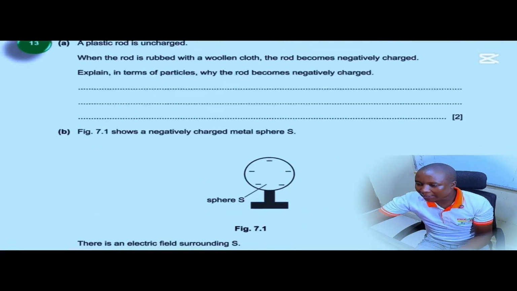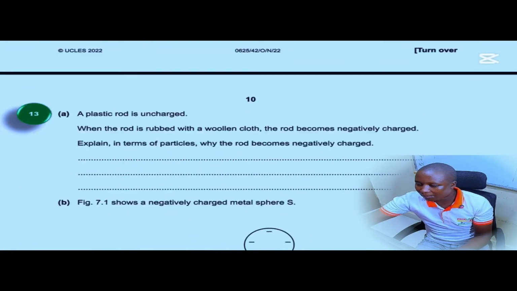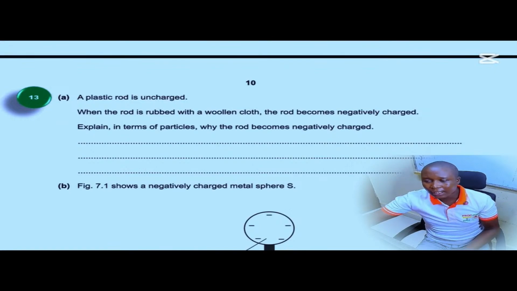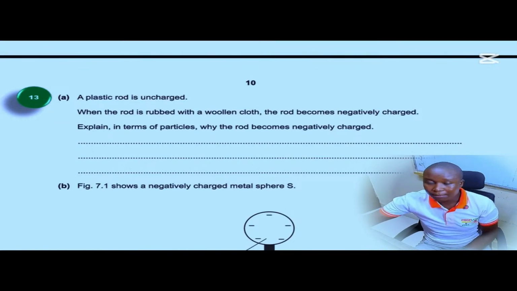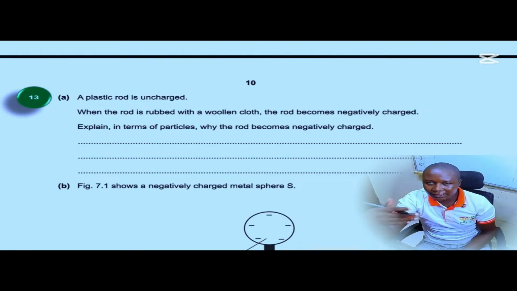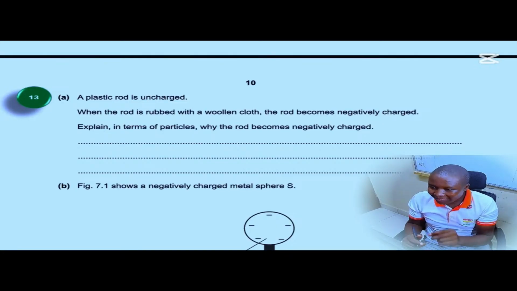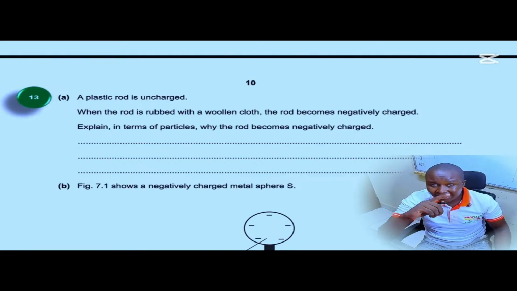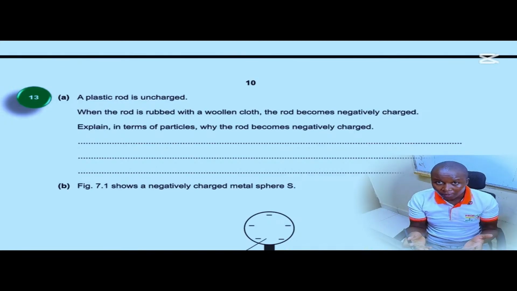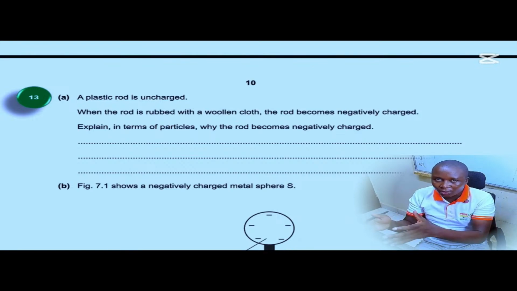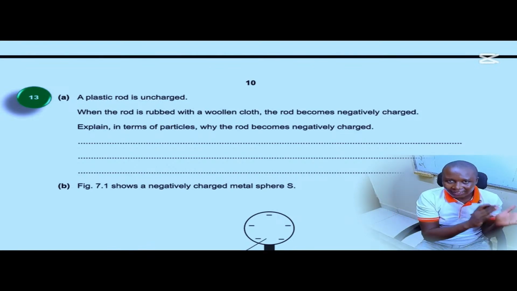The next part that we are talking about is charges, electrostatics. Remember, like charges repel and unlike charges attract. When an uncharged plastic rod is rubbed with woolen cloth, the rod becomes negatively charged. Explain in terms of particles why the rod becomes negatively charged. The rod becomes negatively charged due to friction, and this happens when electrons move from the cloth to the surface of the rod.